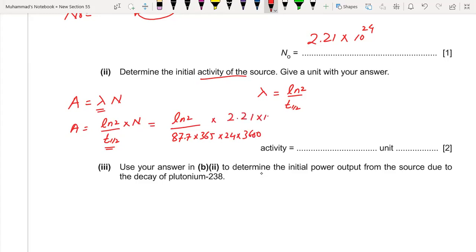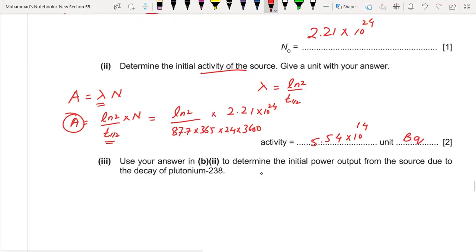times the number of nuclei at the start. You know that activity also changes with time. So to find activity at the start, or initial activity, we have to use the initial number of nuclei, and that is 5.54 times 10 to the power 14 becquerel. This is the standard unit.